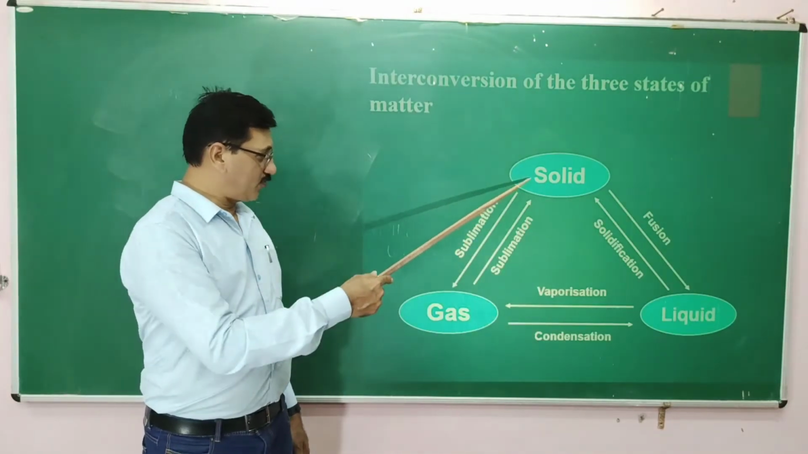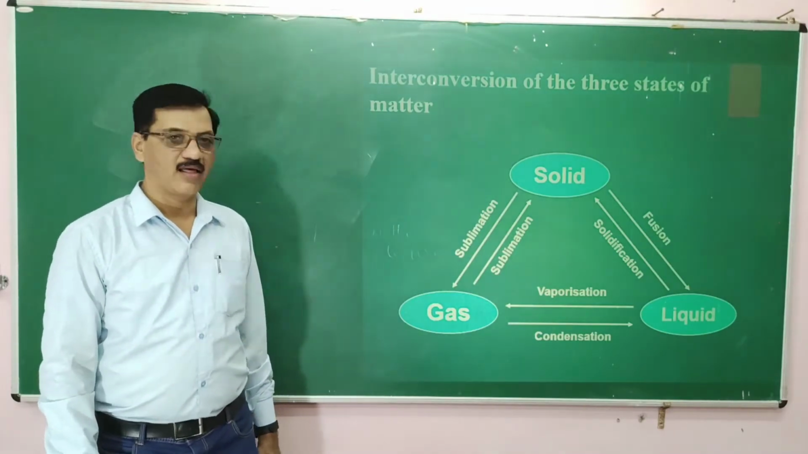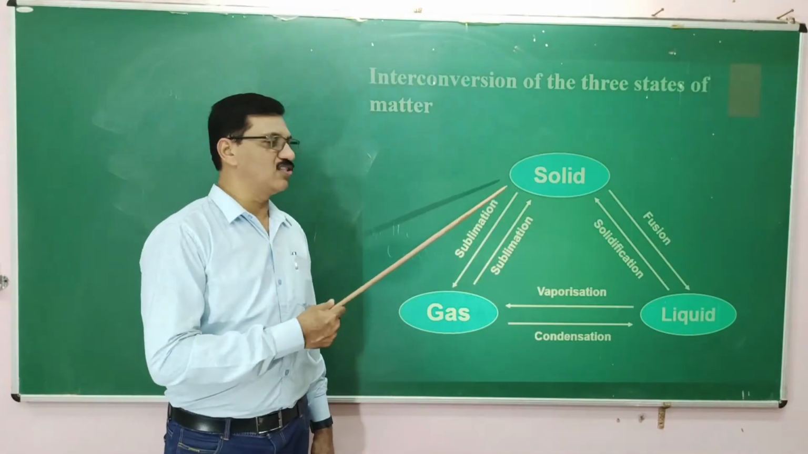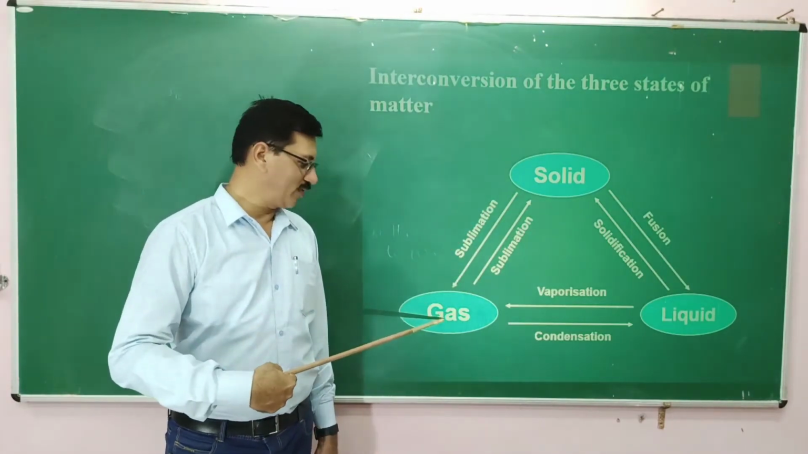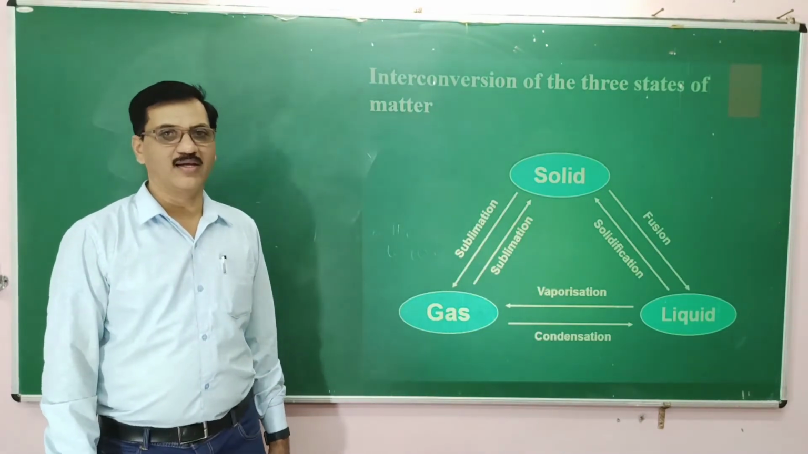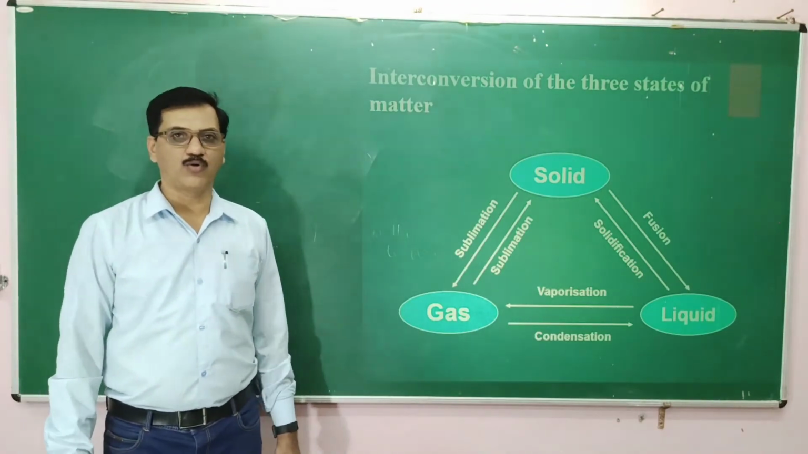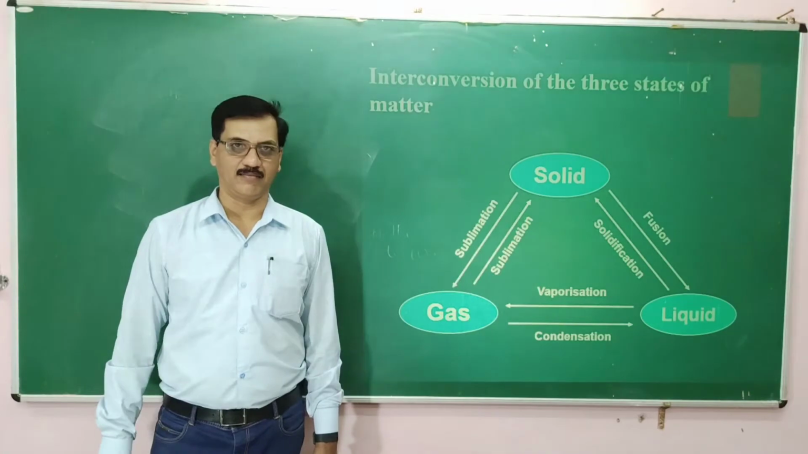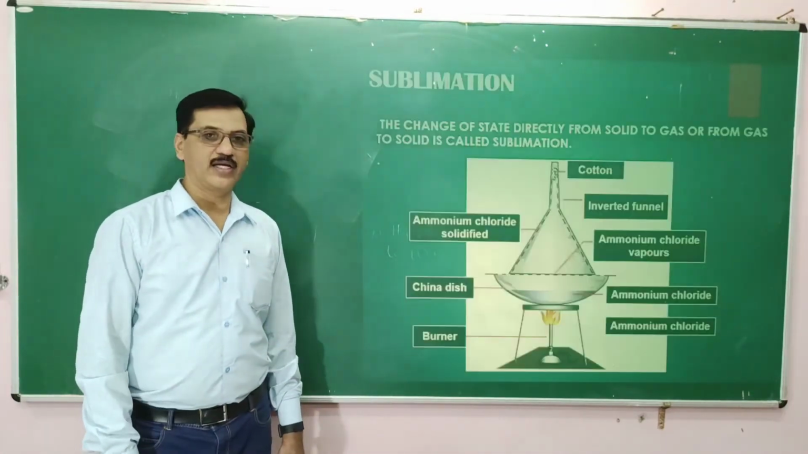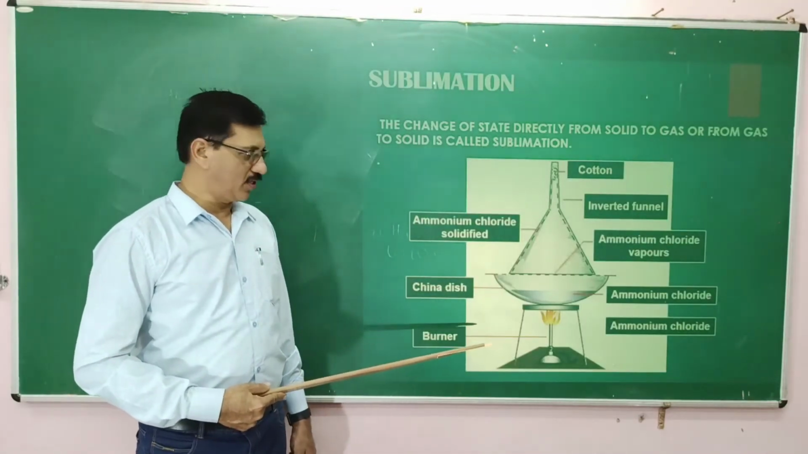So, the conversion of solid into gas and gas into solid are both called sublimation. Some substances undergo this change, solid to gas and gas to solid, directly without changing into a liquid state. Such sublimable substances are naphthalene and iodine; all these undergo the direct change from solid to gas. So this is how the arrangement shows sublimation.